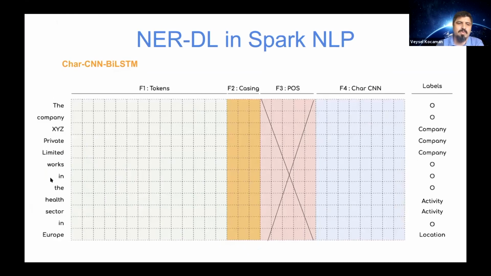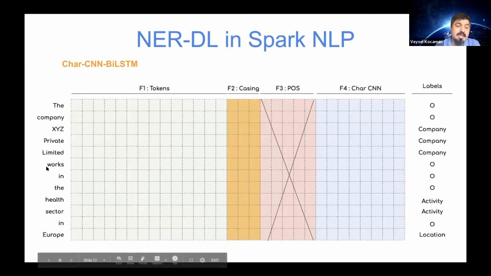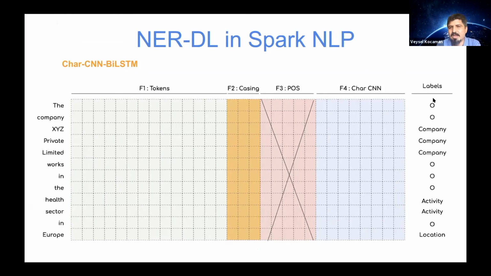So this is our word during the training. This is our sentence. We get the token features, the casing features, the character embeddings, and then there are labels. These are the ground truths. Our goal is that at each epoch, the model will pass through the network and try to predict something, and then compare itself, like regular deep learning, calculate the loss, and then backpropagate and try to reduce the loss.